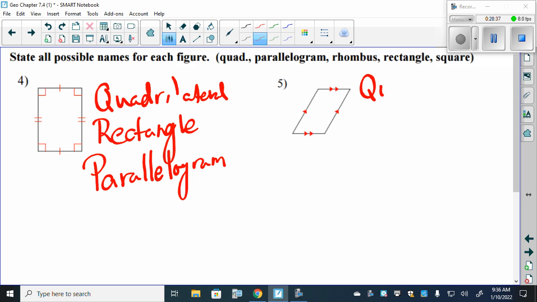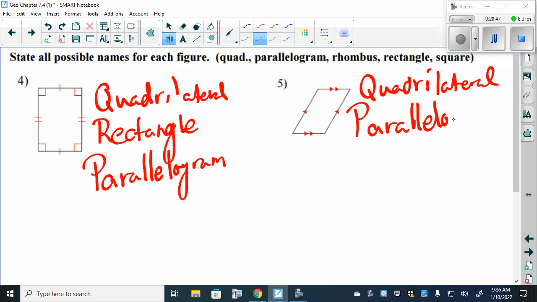Yes. It would be a quadrilateral and a parallelogram. It's a quadrilateral because it has 4 sides. It's a parallelogram because we have 2 sets of parallel lines. So a rhombus would need what? Do we have anything about the sides? So we can't call it a rhombus.